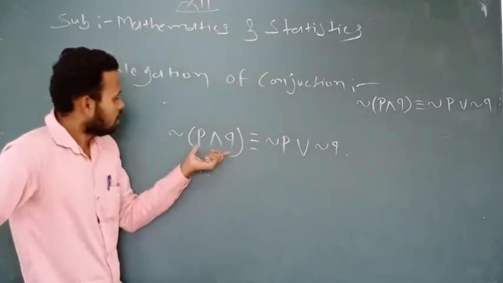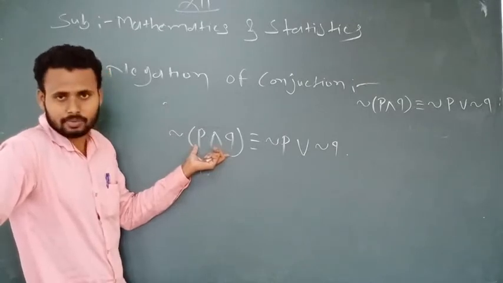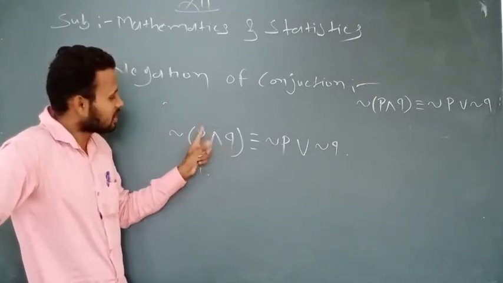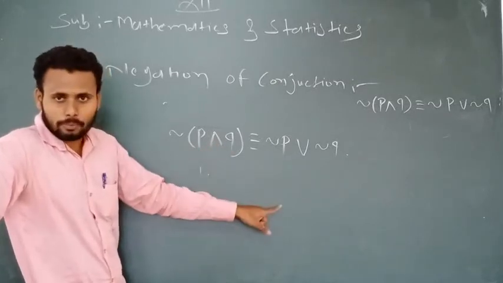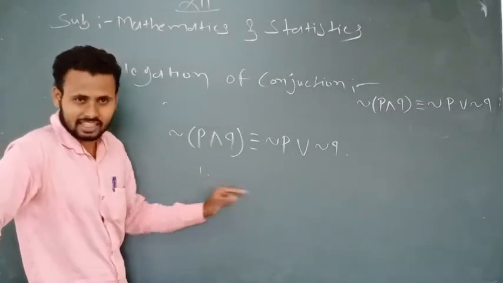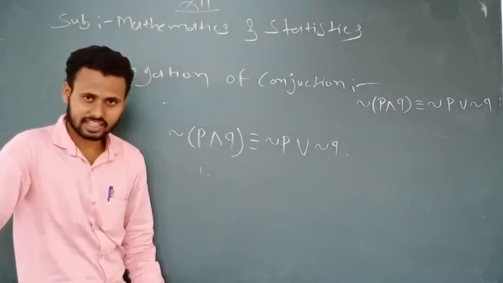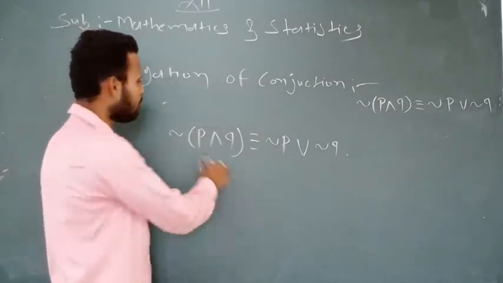If you find the negation of a compound statement and in that compound statement there is a conjunction, meaning and, then what we do is take or in place of and. Take the negation of the statement before and, and take the negation of the statement after and, which is the required negation of a conjunction, or negation of a compound statement.